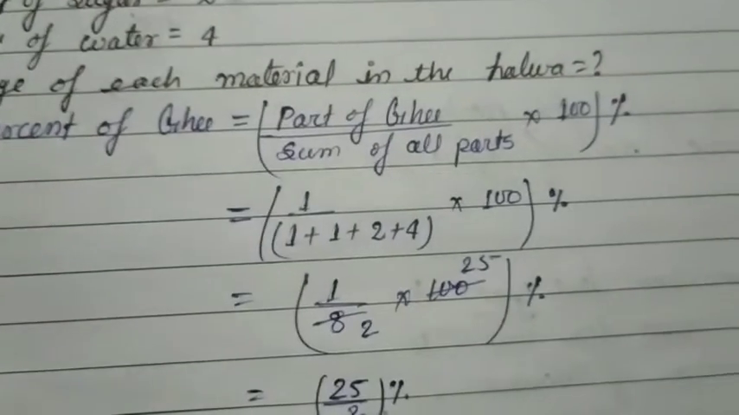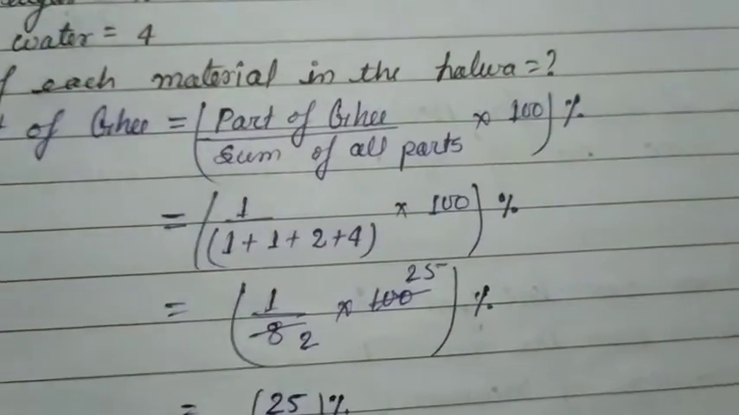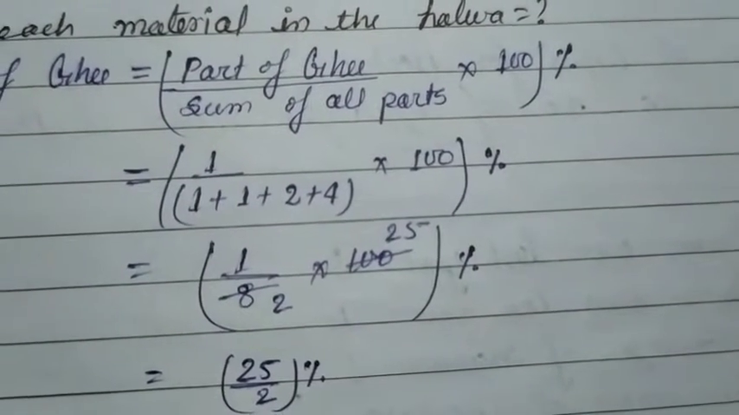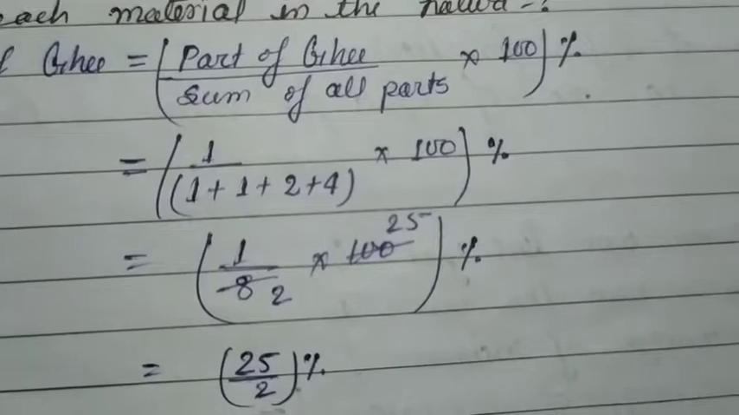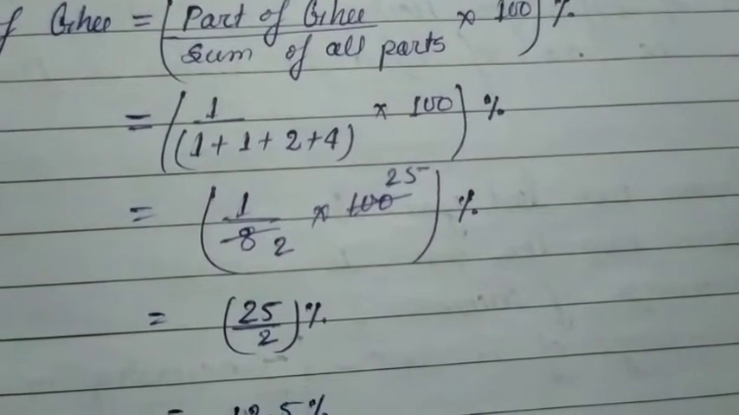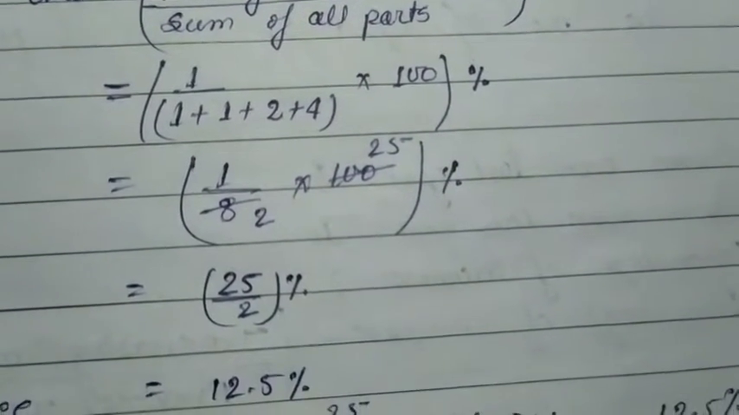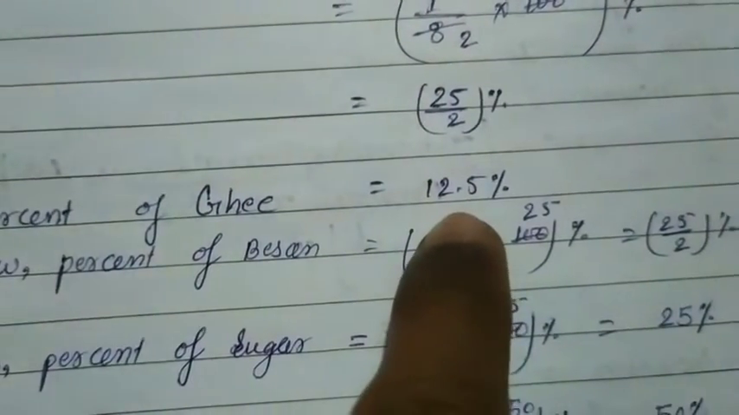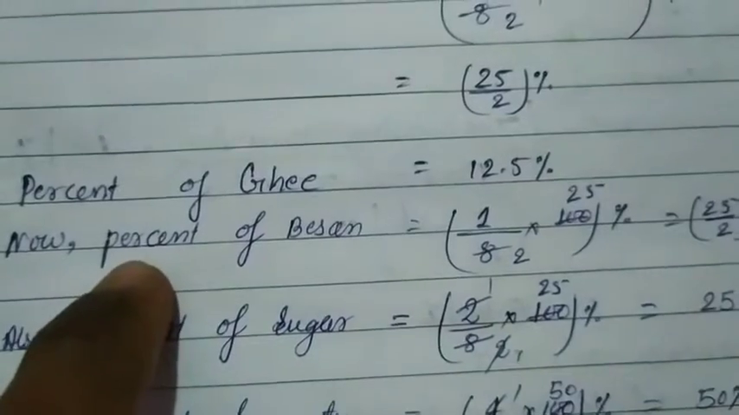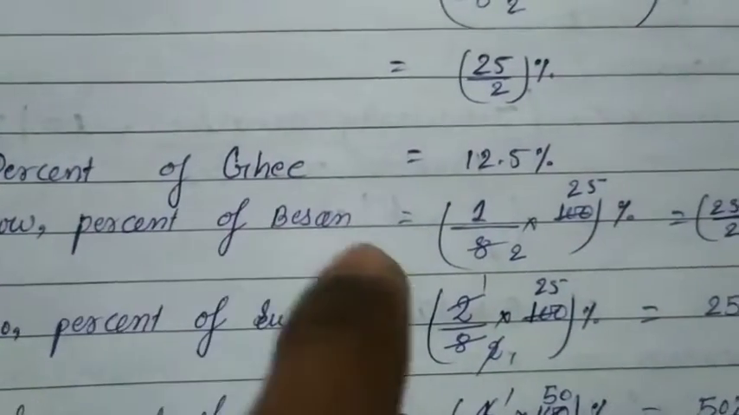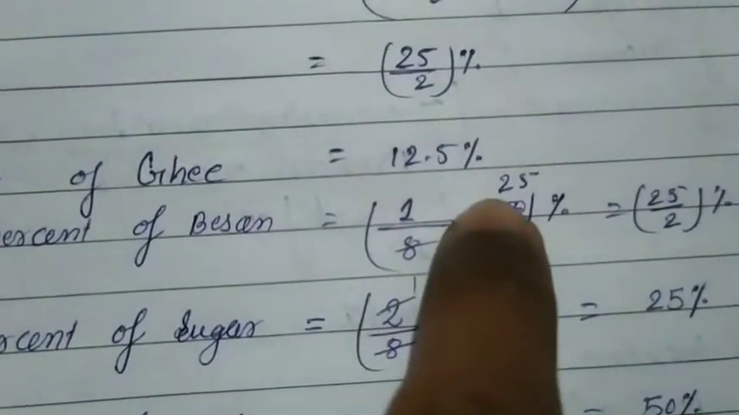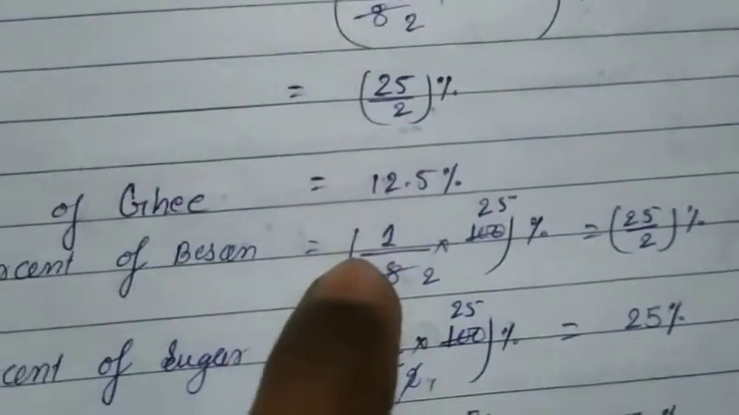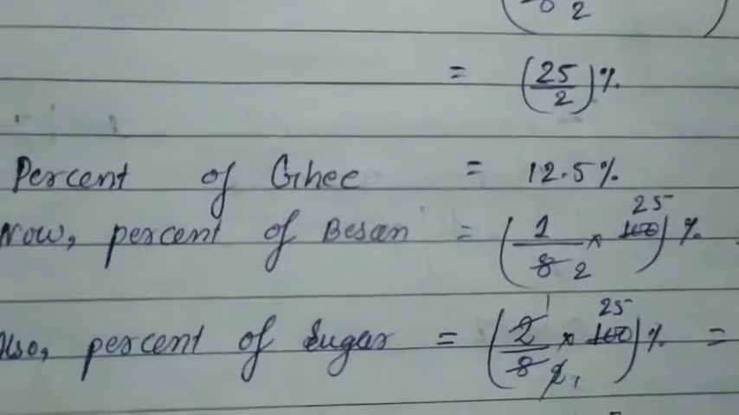So the percent of ghee you have to find. Part of ghee upon the sum of all parts into 100. So it is 1 upon 1 plus 1 plus 2 plus 4. Collectively it is 8, so 1 upon 8 into 100. Thus the percent of ghee is 12.5%. Just like that, you can find the percent of besan, that is 1 upon 8 into 100. So we got 12.5%, same as the percent of ghee.